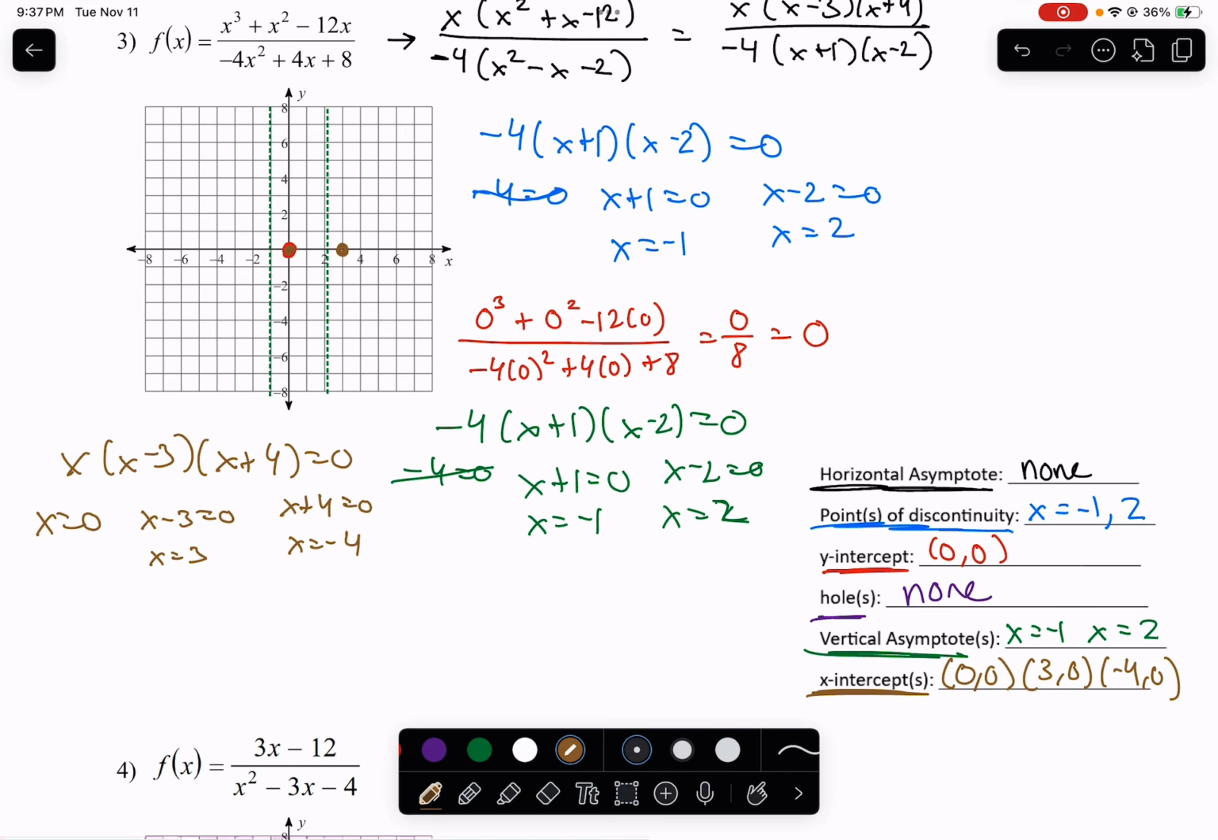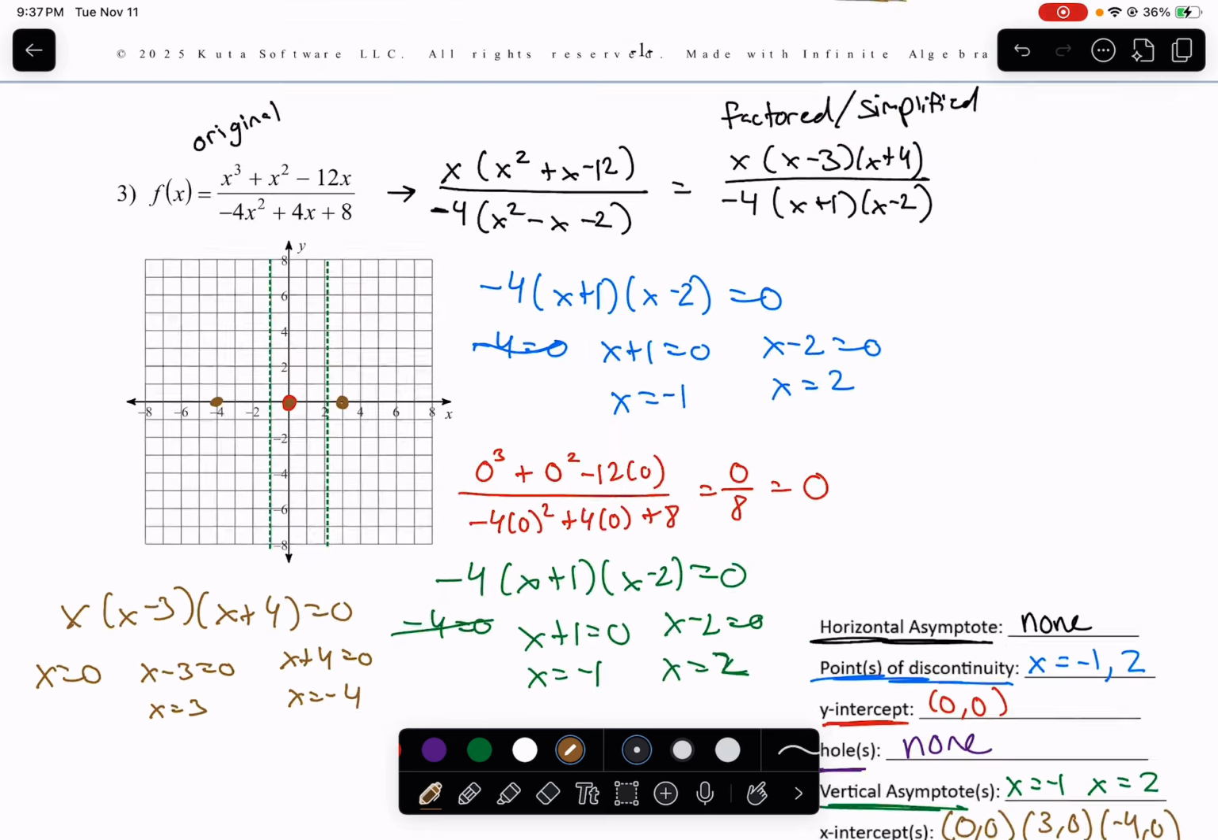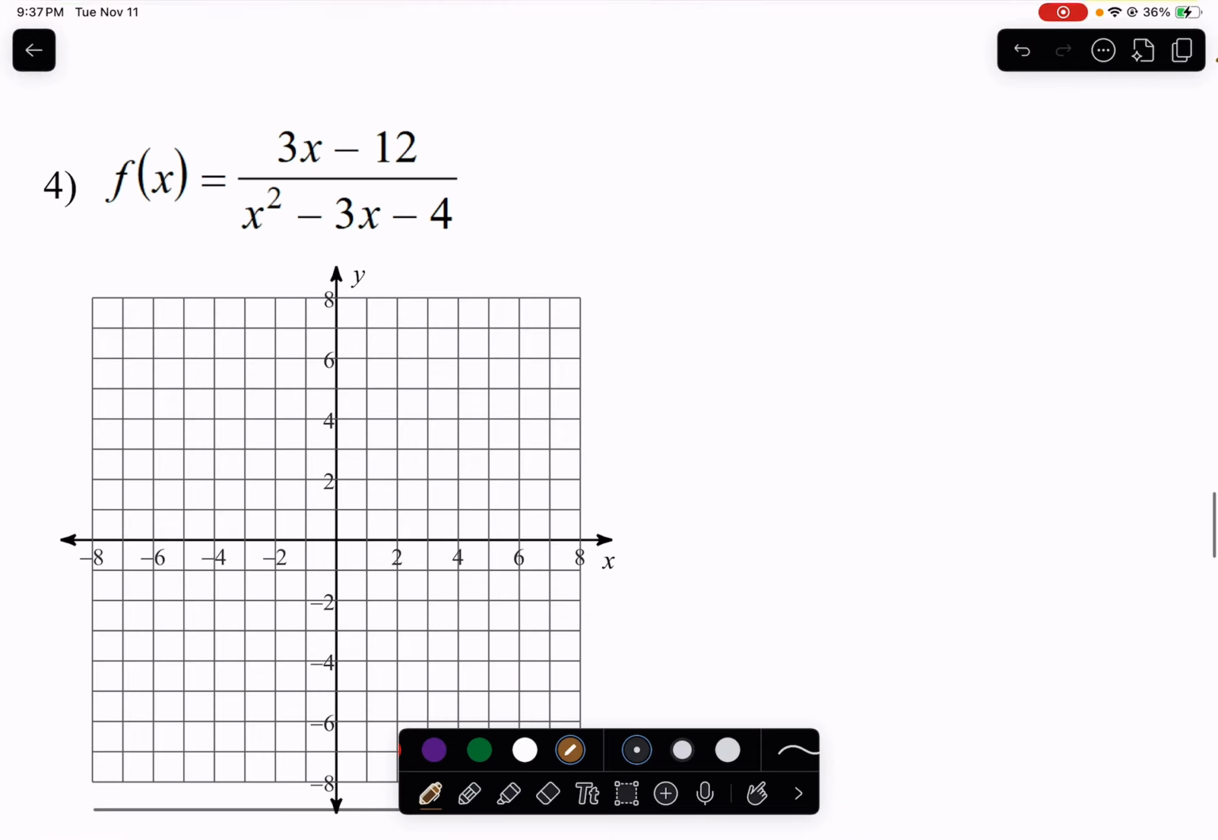And we have a negative 4, 0. All right, so this is all of the stuff we should have plotted there. Alrighty, last one here. So we, of course, have our original. We need to work on getting our factored.